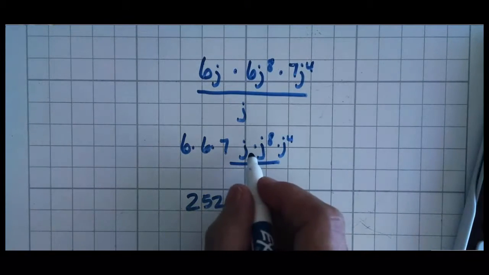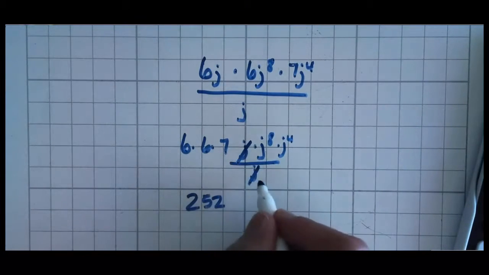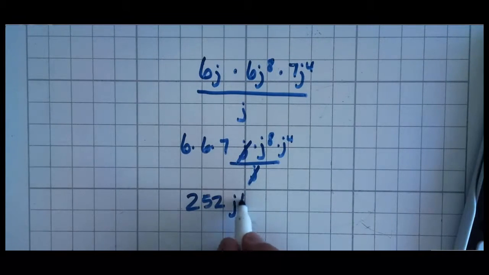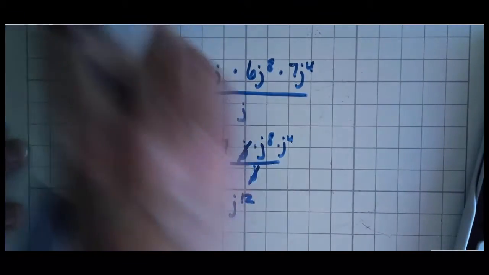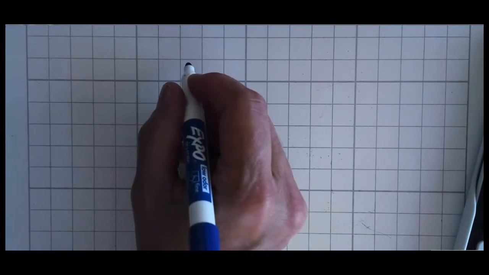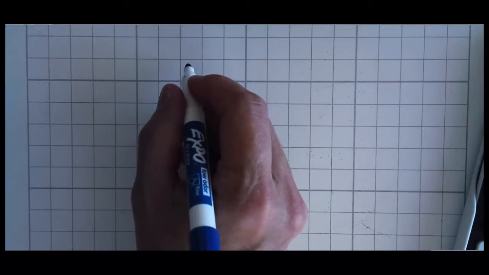Let's look at our j's. We have 1 here and 1 here, and those can cancel out. 8 plus 4 is 12. So our answer is 252 j to the 12th. But what about when you have things with negative exponents and things to the 0 power? Well, let's do a couple of examples of those.